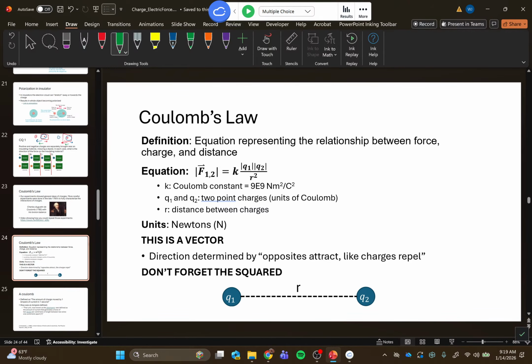q1 is charge 1, q2 is charge 2, and r is the distance between them. The reason we use r is these can be anywhere. They're not just left, right, up, down. r is that radius, a distance between two things regardless of where they are in 3D space. This is a vector, so we're going to have to deal with that. Don't forget the squares. We're going to practice this a bunch next time. The whole next Friday is just going to be using this one equation. It's going to be great. It's a simple equation, but we're going to need to learn how to use it.